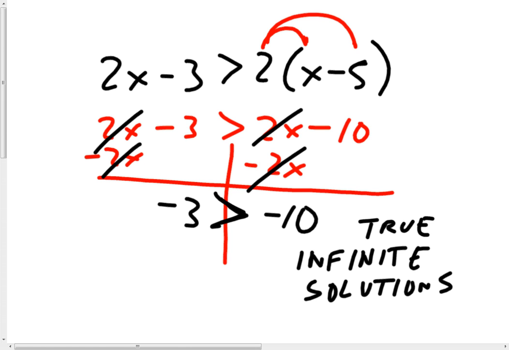Why don't I show a number line for this? Because the entire number line is the answer. Every single number on the number line works. So we don't have to show it. That's one special case.